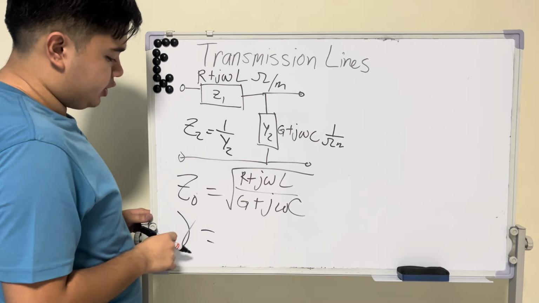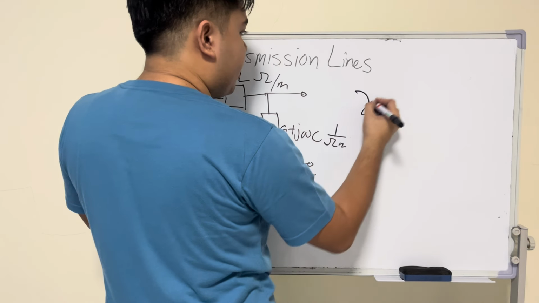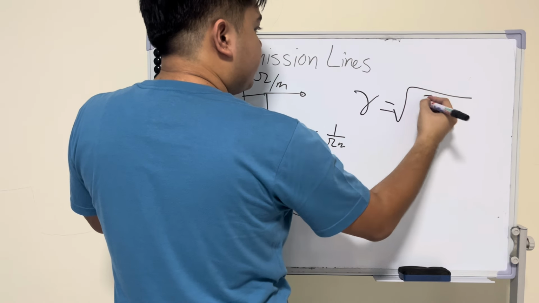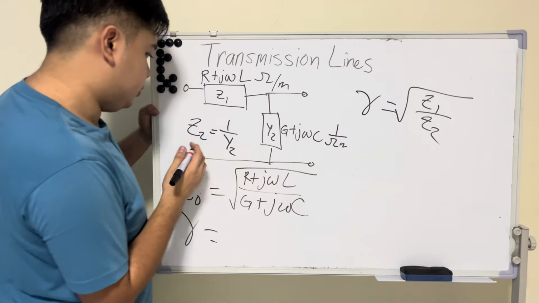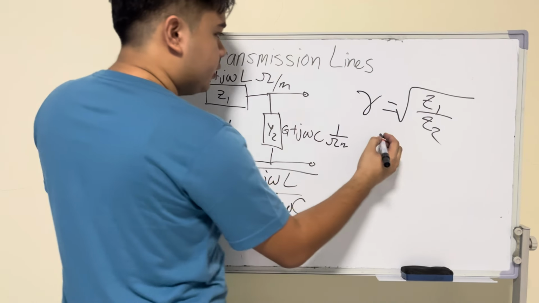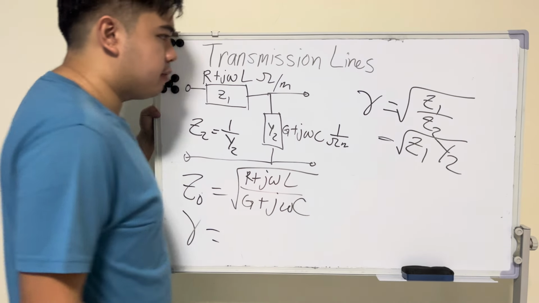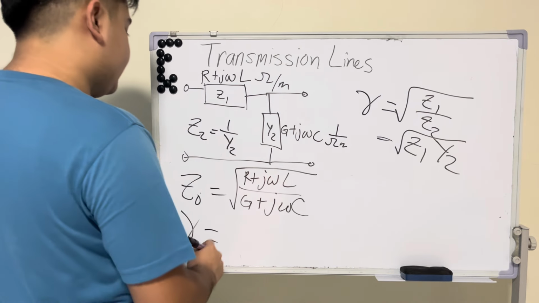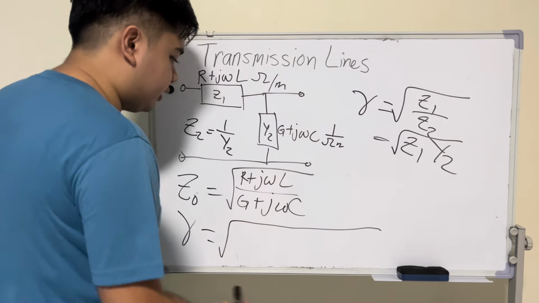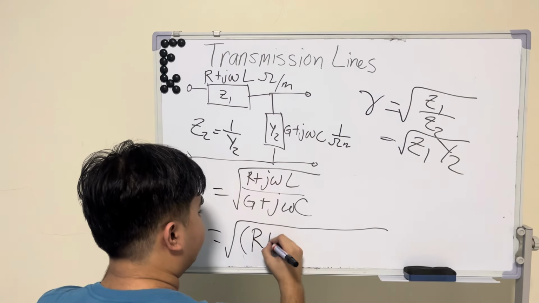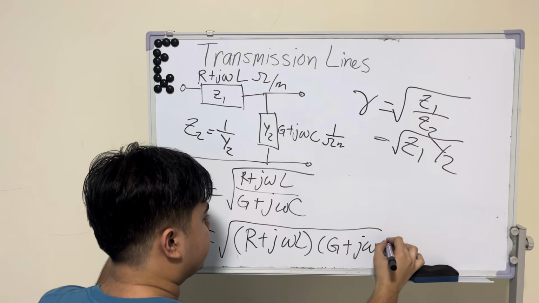Now, for the propagation constant. This is given as the square root of Z1 over Z2. Alright? But since Z2 is 1 over Y2, we can rearrange it to form Z1 times Y2. So it's like the geometric mean again. So let's just rearrange it here. We get the square root of R plus j omega L times G plus j omega C. Alright.